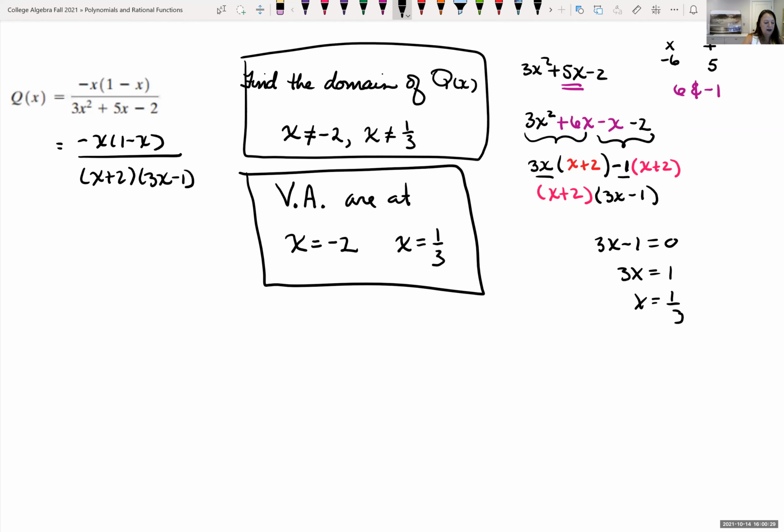Okay, so let's take a break. And then I'm going to come back and I'll show us how to find horizontal asymptotes. And then we're going to put this together and start graphing these rational functions, which aren't that bad at all. Once we know how to find these asymptotes, it's actually pretty easy and kind of fun.